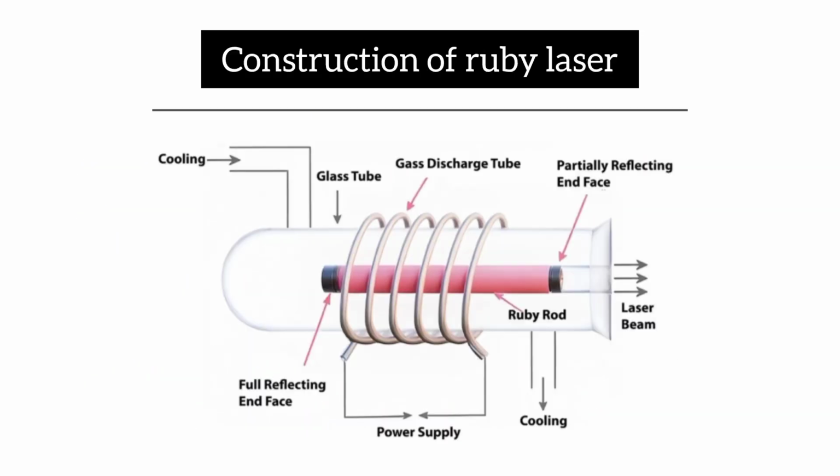In the construction of the ruby laser, we see the arrangement of the ruby rod. The ruby rod is fixed inside a glass tube, and the circular ring surrounding the glass tube is called the xenon flash lamp. There are two mirrors at the ruby rod. The first is a perfectly reflecting mirror and the other is a partly reflecting mirror. A power supply is attached to the system, and this is the construction of the ruby laser.